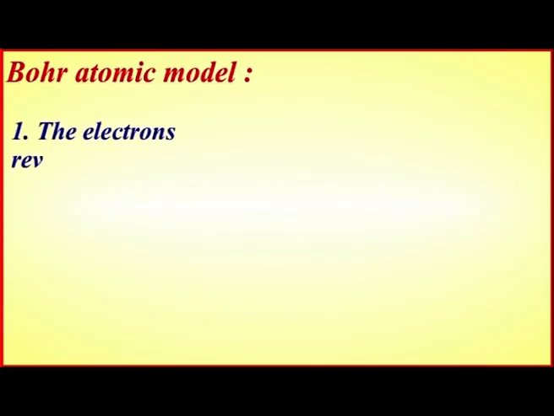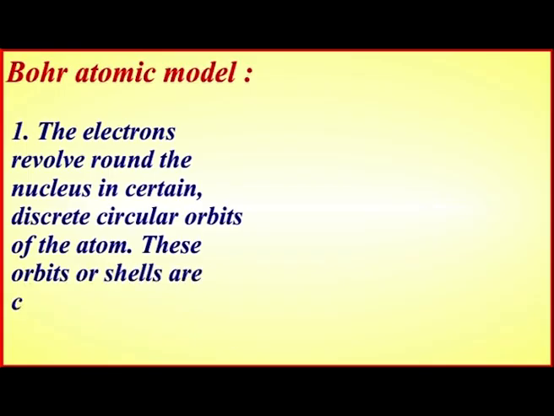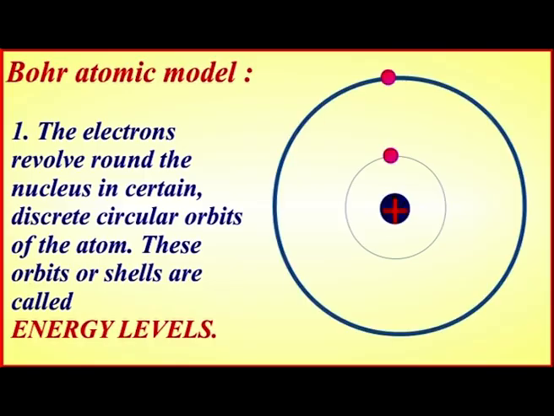The electrons revolve around the nucleus in certain discrete circular orbits of the atom. These orbits or shells are called energy levels. Observe carefully. These are the energy levels where the electrons are revolving around the nucleus.